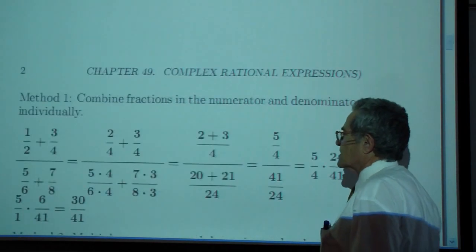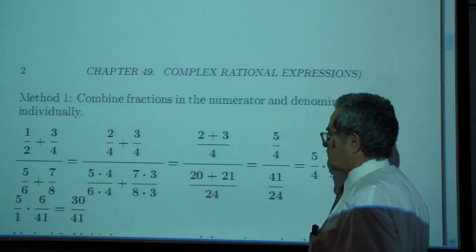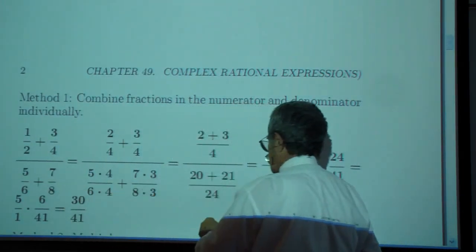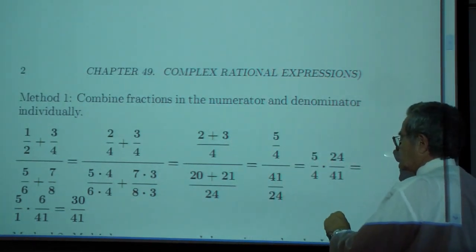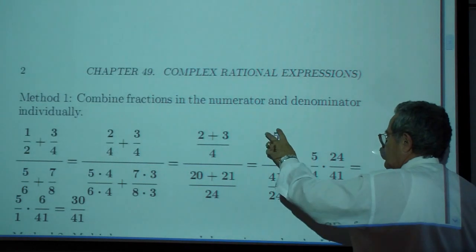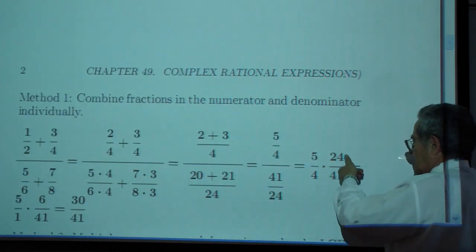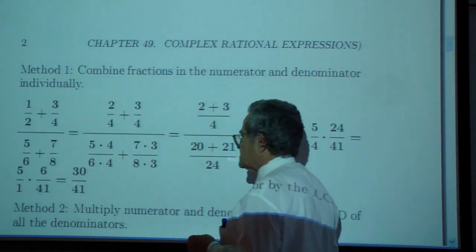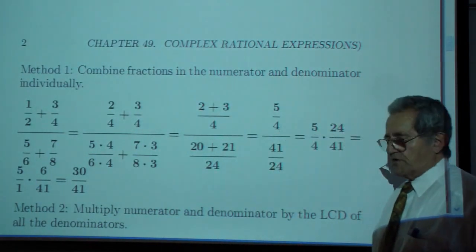Solution 1. Get the same denominator here, combine the numerator to 5 over 4. Same denominator here, which is 24, and get 41 over 20. You divide 5 over 4 by 41 over 20. That means you multiply by 24 over 41. And your result is 30 over 41. That was the hard way of doing it.